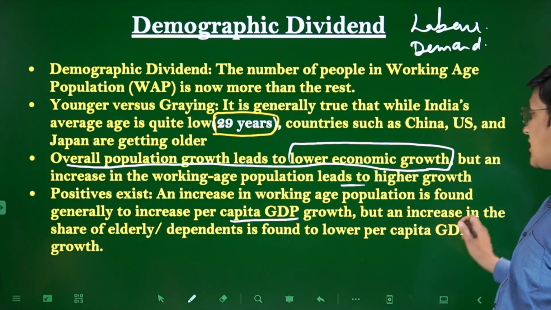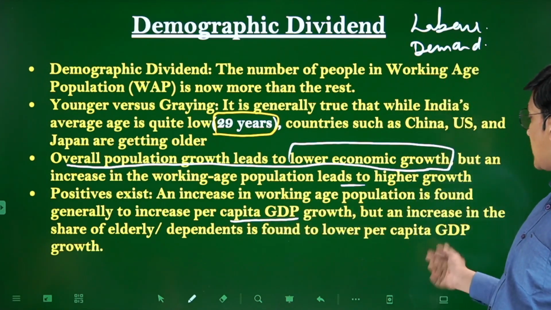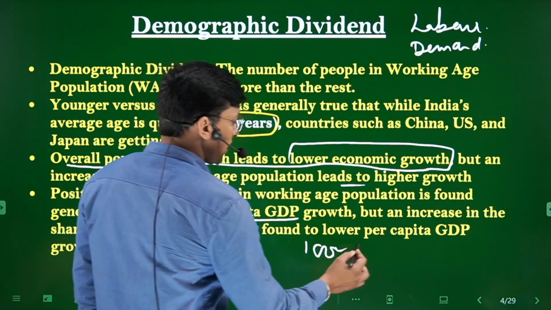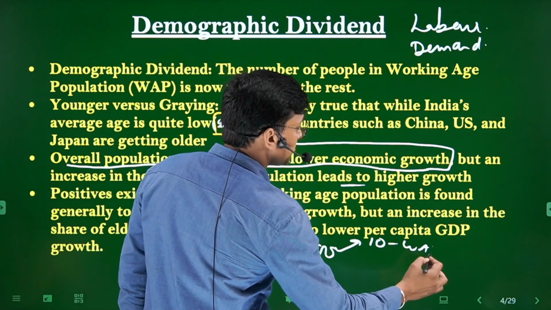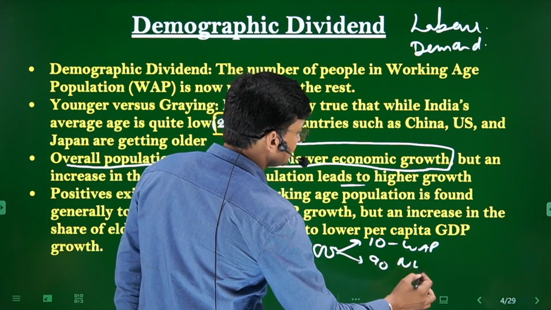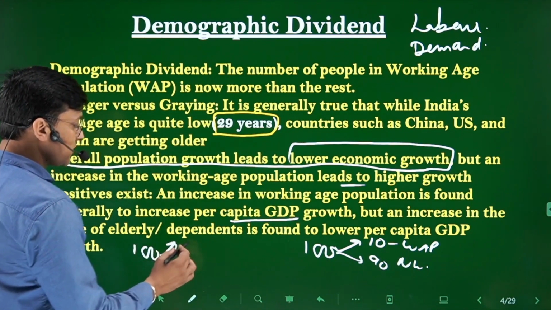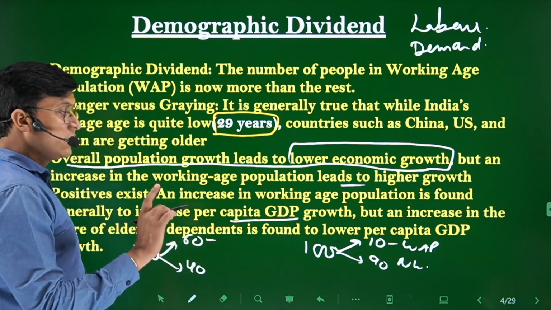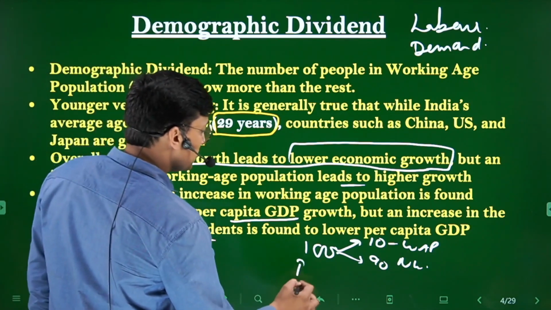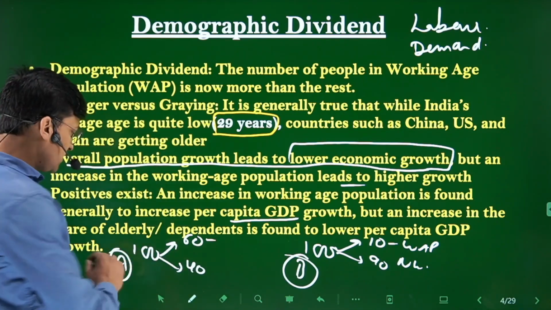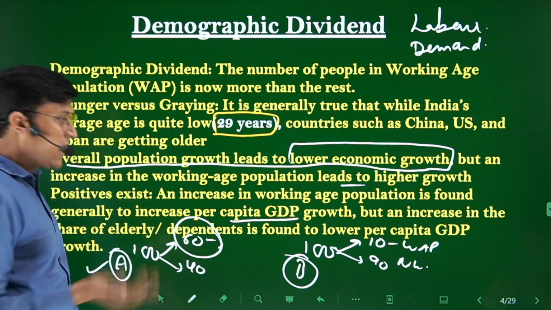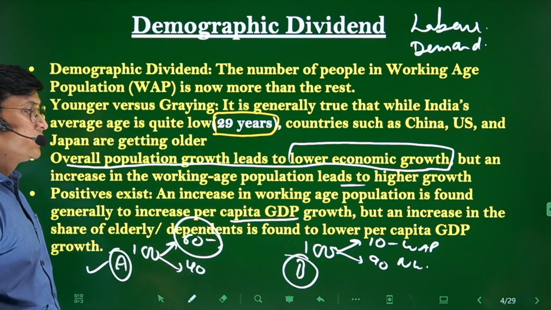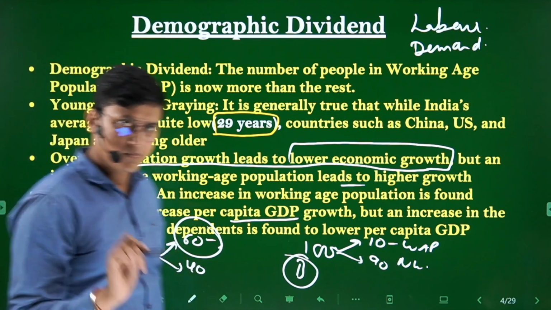Absolutely. But an increase in the share of the elderly or dependents is found to lower per capita GDP growth. Suppose there are 100 people in a country, and out of these 100, 10 people are working age population and 90 people are non-working age. And in country B, there are 100 people, and out of these 100, 60 people are working age and 40 are non-working age. The number of people is the same in both the countries, but which country shall have higher GDP? This is country A and this is country B. Obviously country B, because the people who are working are much higher as compared to A. So that's what this line is saying. The increase in the share of the elderly or dependents is found to lower per capita GDP growth, right?